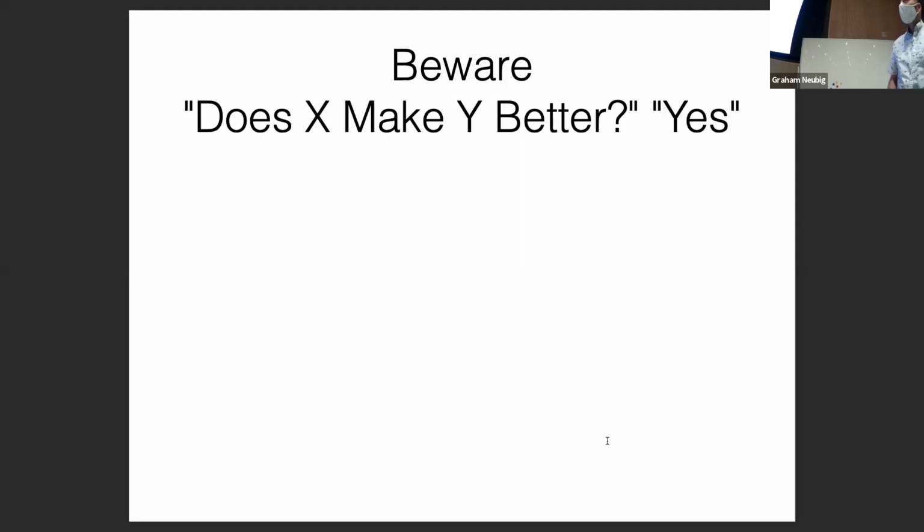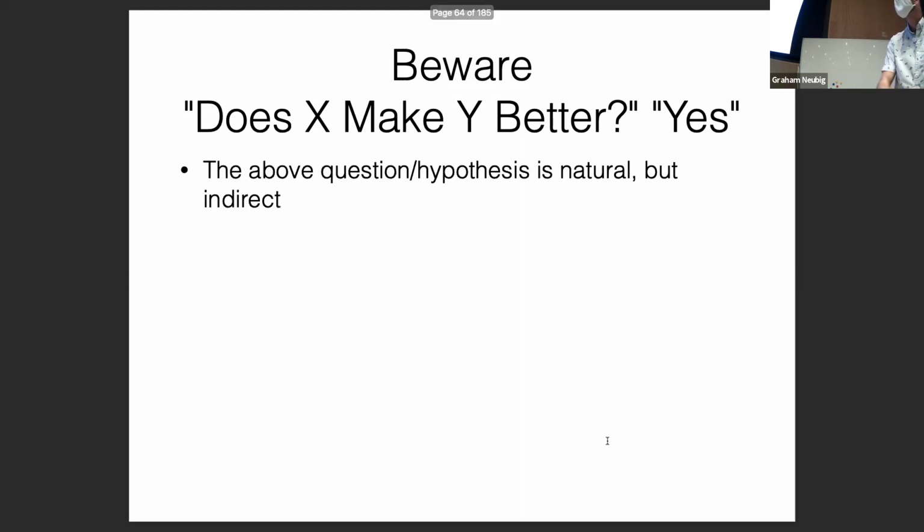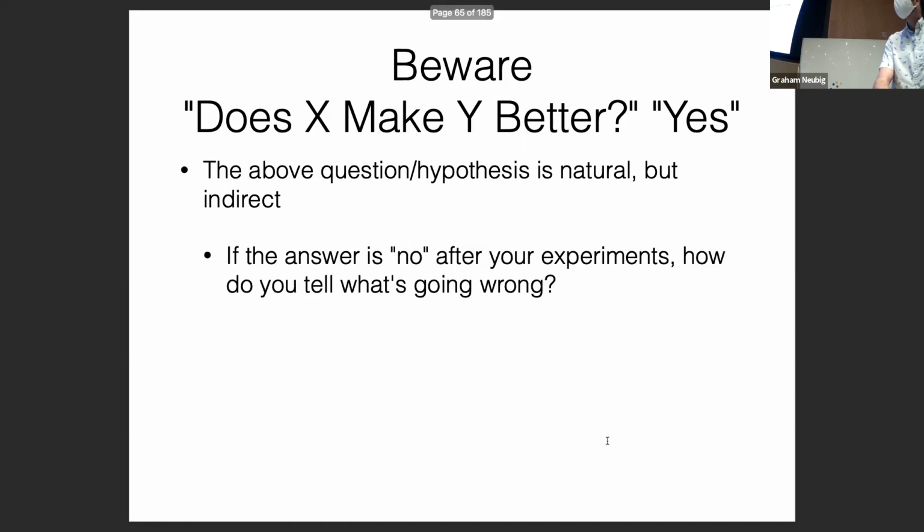So one thing I'd like to warn you is having as your one and only research question for your paper is, does X make Y better, where your hypothesis is yes? This is a pretty obvious research question, and one that I think can be an overarching research question for application-driven systems, but it's also very indirect. And what I mean by indirect is that if the answer is no after your experiments, then how would you know what you did wrong?